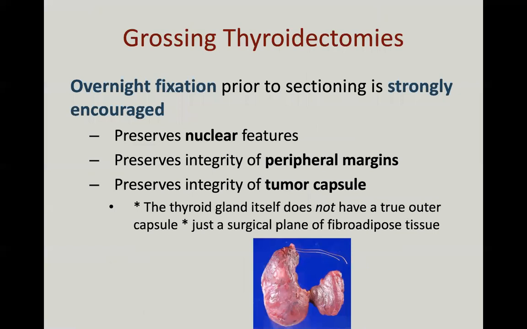So in the last few minutes, we'll talk about some grossing techniques. Overnight fixation of thyroid is strongly encouraged prior to sectioning because it preserves the nuclear features much better. It preserves the integrity of the peripheral tissue plane, the non-capsule. It preserves the integrity of the tumor capsule. So if you're dealing with a tumor inside the thyroid, that tumor might actually have a capsule. And so you're not only fixing the edge of the gland, you're fixing the edge of the tumor, you're fixing the nuclei. It's all very, very good and helpful.